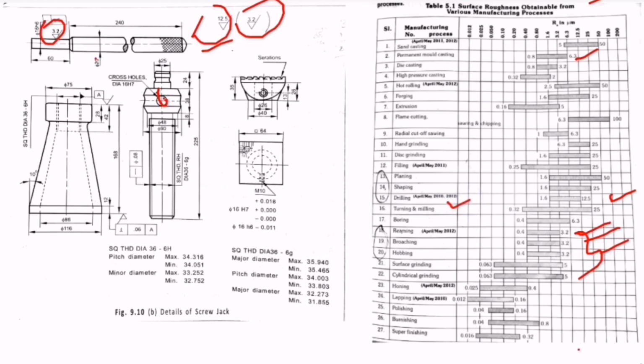Look at this, turning and milling, that is 0.32 to 25, and the drilling operation is there with 12.5. So every operation has some surface roughness value. Those values are very important to indicate in the answer figure.